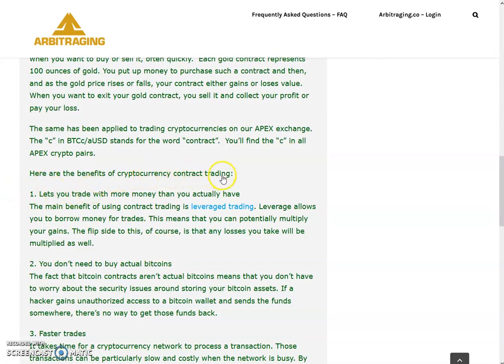Here are the benefits of crypto contract trading. First, start with more money than you actually have: leverage trading, which you already know about. Leverage trading is when you borrow money to invest in something, and you can earn potential gains on that. So you borrow money, you leverage money, and you invest that money into contract trading, and then you can gain multiple gains on that. If you don't have the money, you can borrow it, and you can take multiple gains on that.